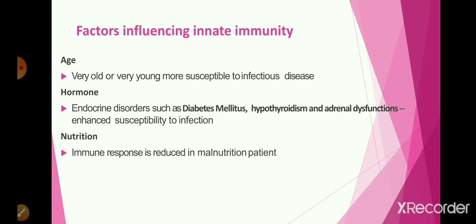So let's talk about the factors influencing innate immunity. There are three main factors that can influence innate immunity against pathogens. First is age, second is hormone, and third is nutrition. Let's talk about them in detail. First of all is age. An extreme of age makes an individual highly susceptible to various infections, and this is explained in part by the immaturity of the innate immune system in very young children and the waning immunity in older individuals.